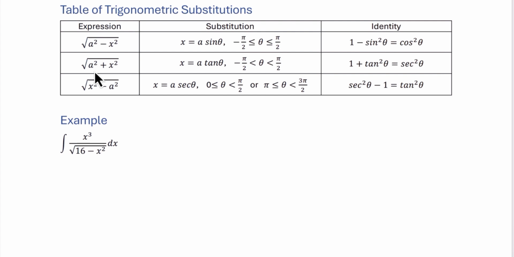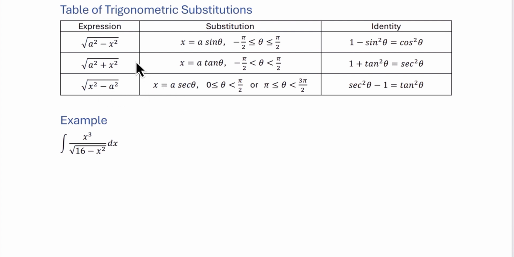Case 2, the square root of a constant squared plus a variable squared. Notice it has its own substitution. And case 3, the square root of a variable squared minus a constant squared. It has its own substitution to make.